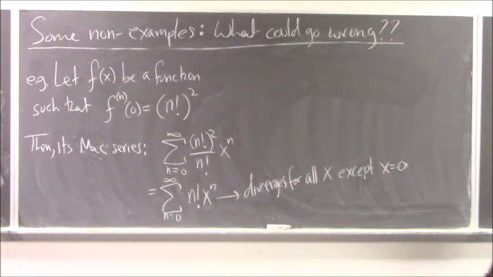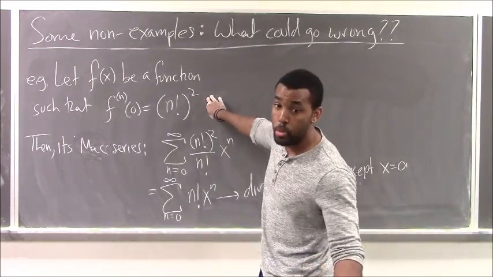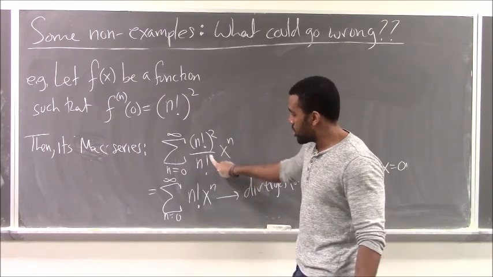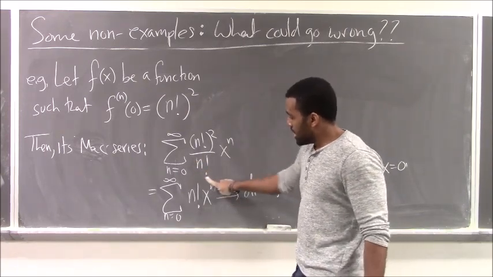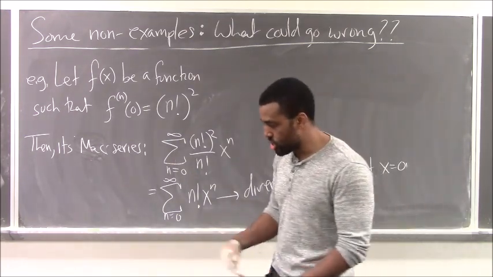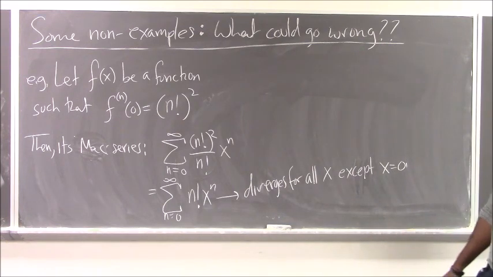So this is an idea of when the derivatives of a function get too big. Once they start getting larger than n factorial, something much larger than n factorial, then when you throw it into the ratio test, you're going to get some limit that's larger than 1, and it's not going to work out for you.